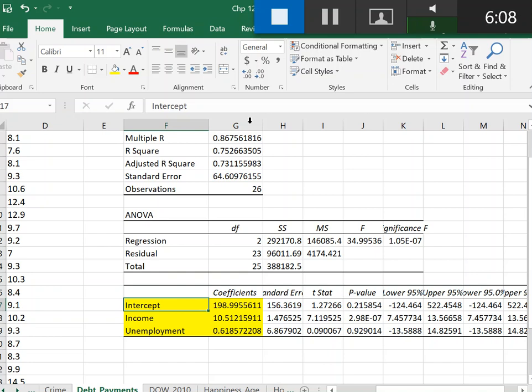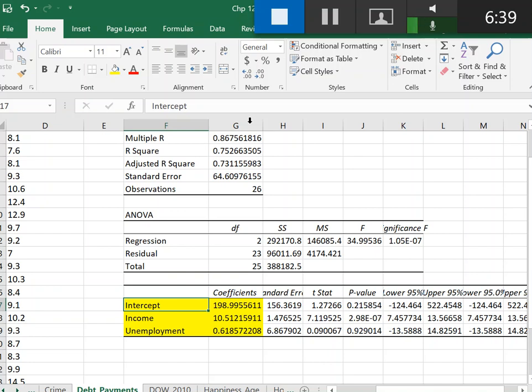Okay, so notice again, there's two things that we can learn from this. Number one is that both of these coefficients are positive, which indicates a positive relationship. So as income increases, debt payments increase. As unemployment increases, debt payments increase. Now, if we go back to the unemployment one and we look at that and say, a 1% increase in unemployment is first of all a pretty big amount, and second of all, it's only going to increase debt payments by 62 cents. That's not a large amount.